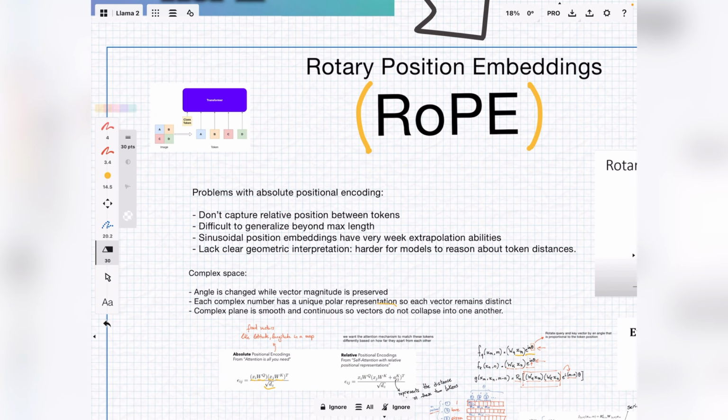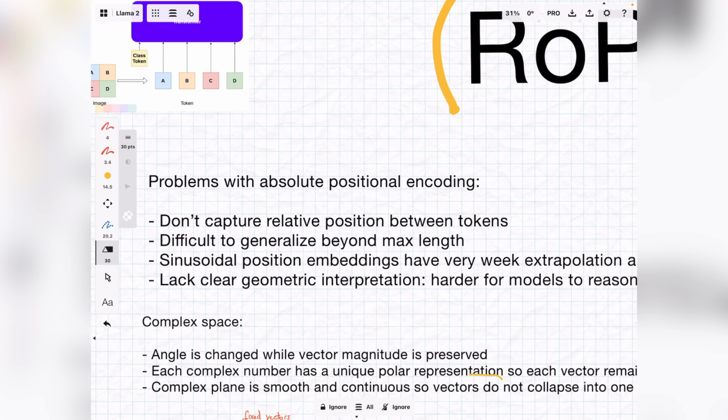Here is a summary of the problems in 2D. Aside from the fact that it's really cumbersome and complicated to rotate in high dimension in your Euclidean space, and also the fact that you can rotate one vector onto another because things are more finite in your Euclidean space, it doesn't capture the relative positions between the tokens, which is super important.